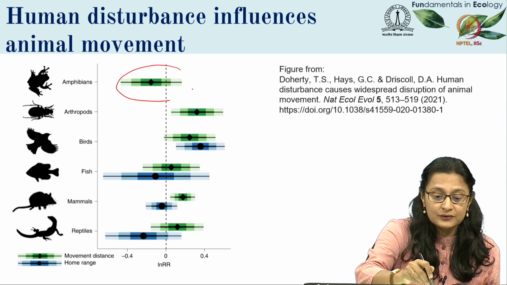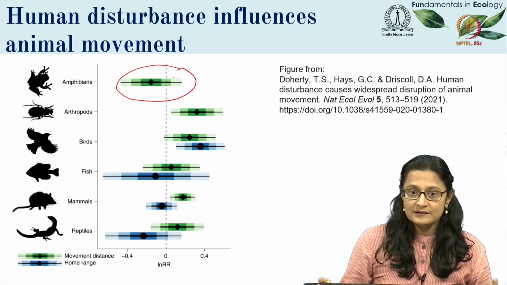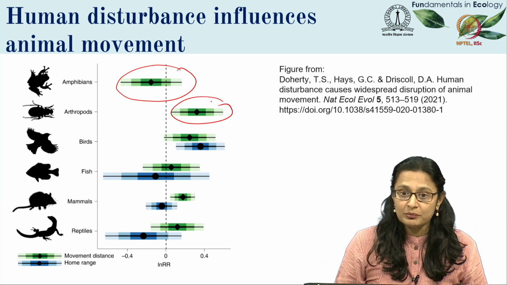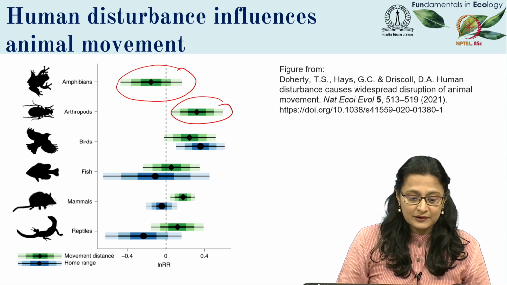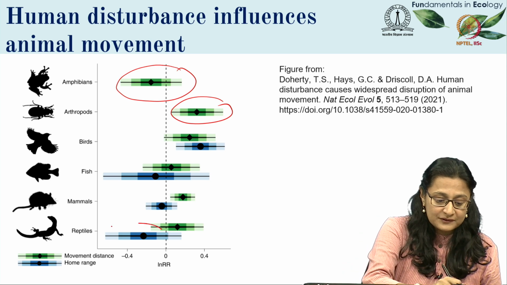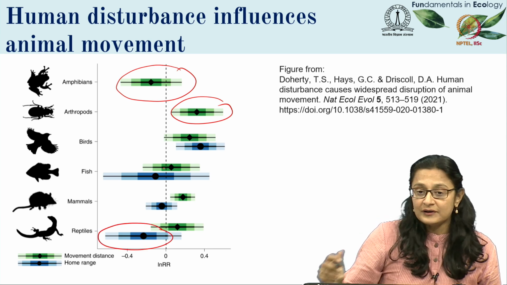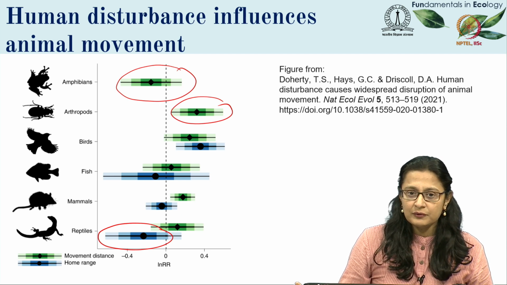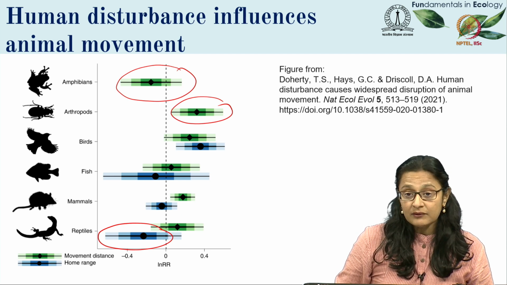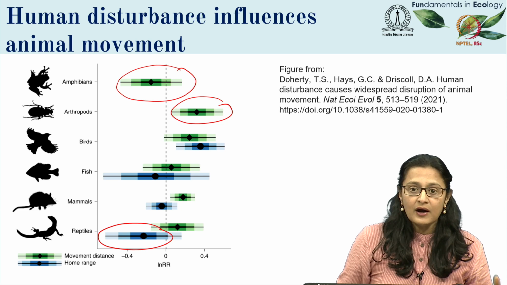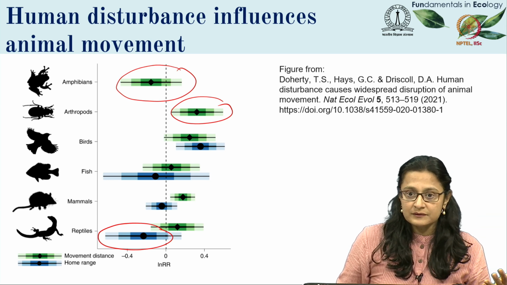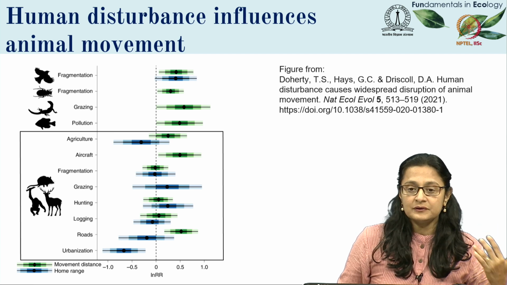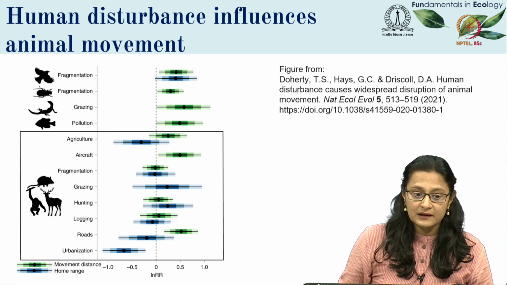So that's values here that are lower than 0. Some animals, like arthropods, increase their movement in the presence of human disturbance. Reptiles, for example, reduce it. Fish are somewhere in between. Now, why would human disturbance influence animal movement? Well, human disturbances in the landscape alter all sorts of things about the environment. They alter the structure as well as the resource and competition associated with that environment.